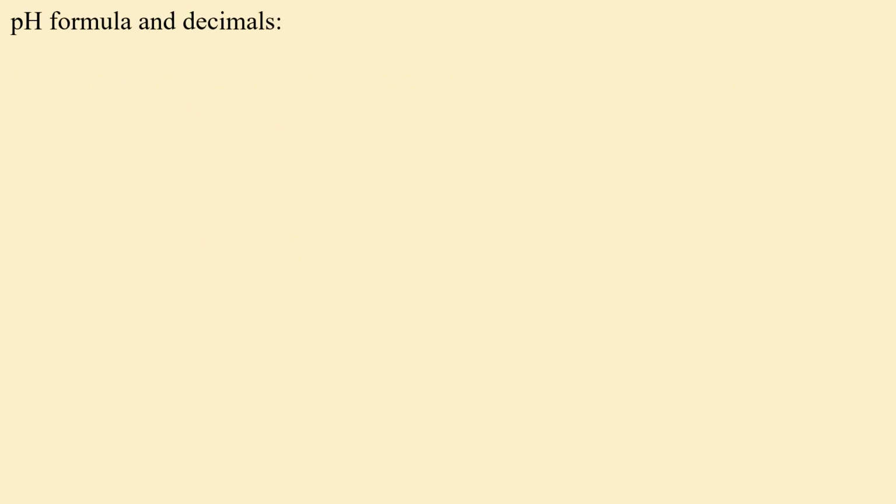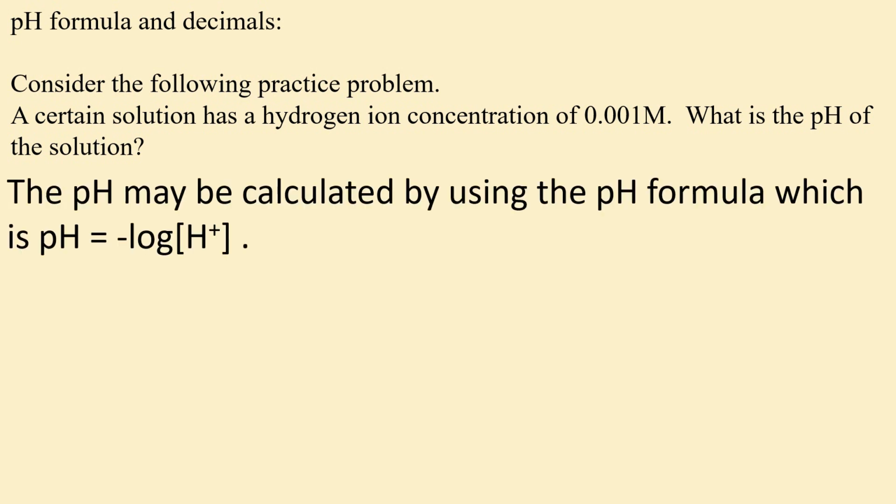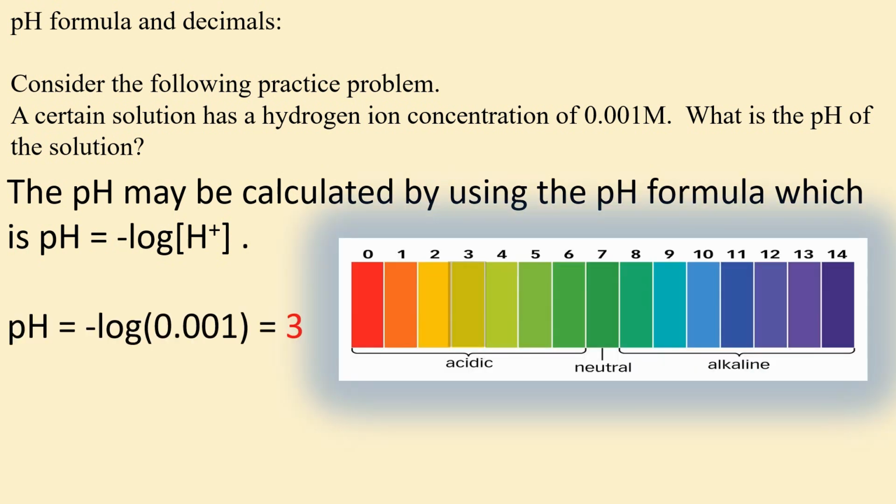The pH formula and decimals. Consider the following practice problem. A solution has a hydrogen ion concentration of 0.001 molar. What is the pH of the solution? The pH may be calculated by using the pH formula, which is pH is equal to the negative log of the concentration of hydrogen ion. So the pH is equal to the negative log of 0.001 molar. This gives a pH of 3.